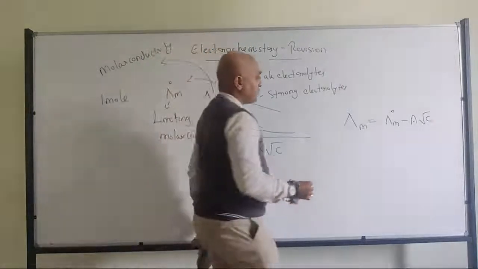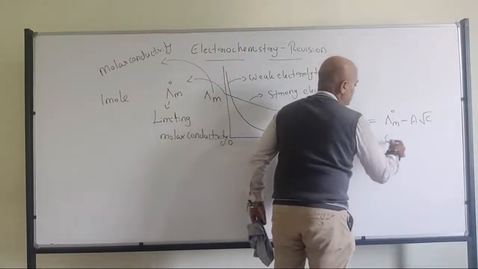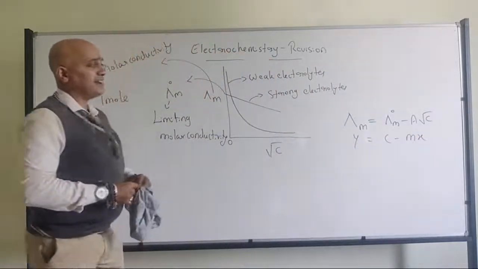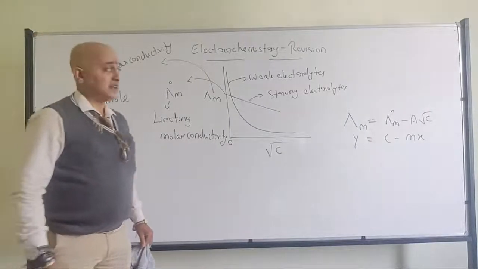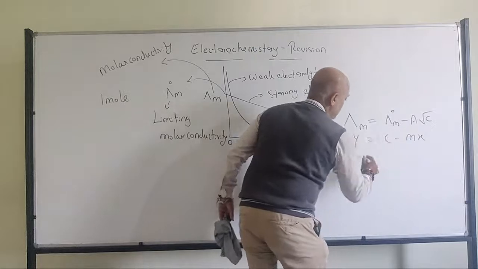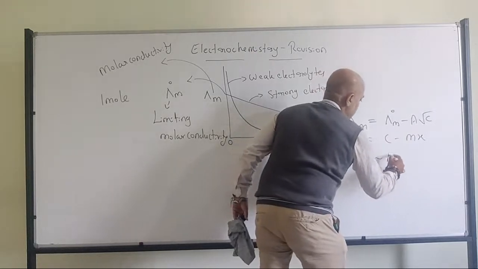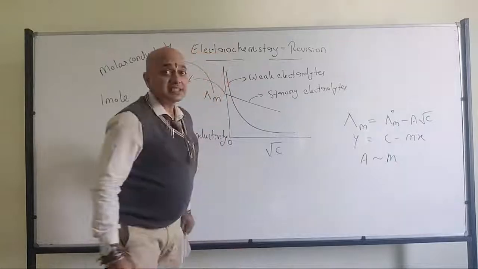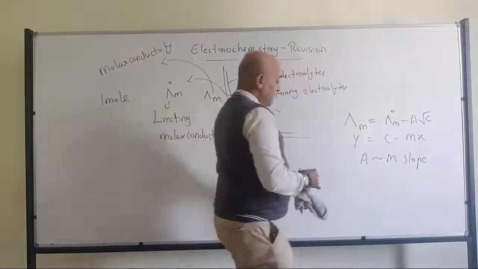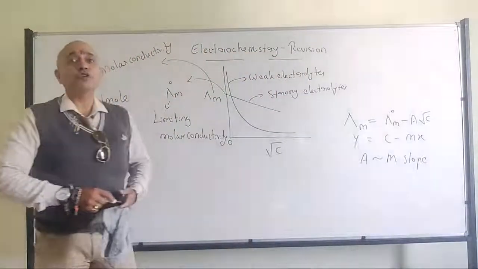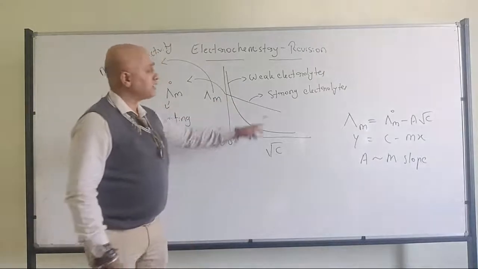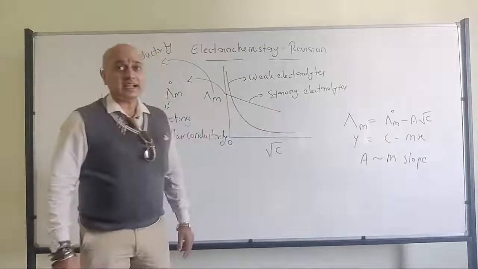Now if you observe it carefully, it is of the form y is equal to c minus mx. So that's where we have the equation, where the slope is nothing but the Kohlrausch constant. A is nothing but the Kohlrausch constant, that is nothing but m. M is nothing but slope. So we are going to get the negative slope value, and that's what we can observe even by seeing the straight line.